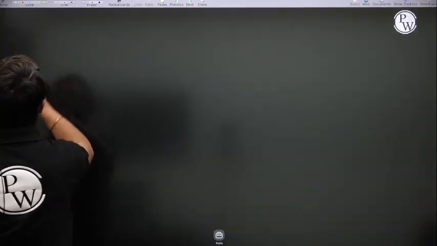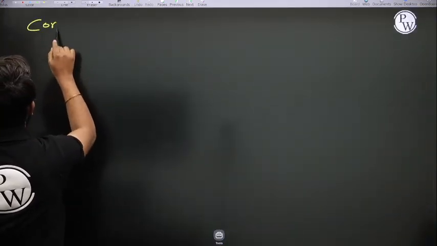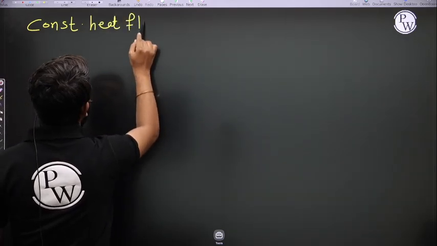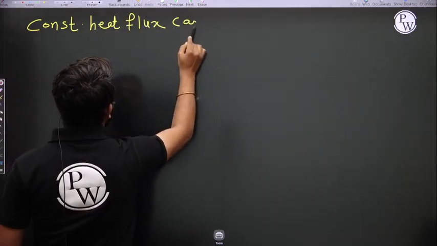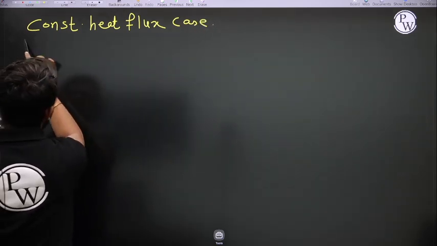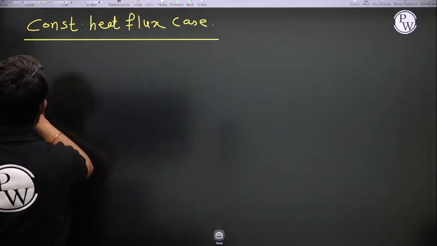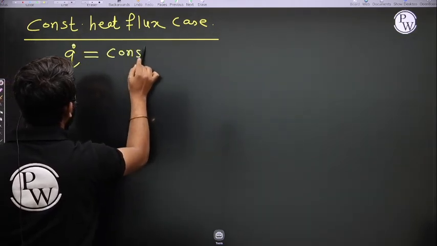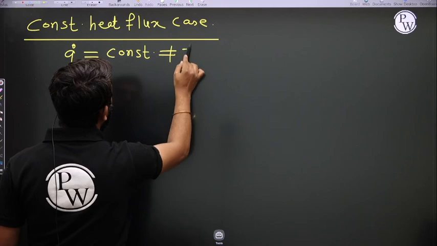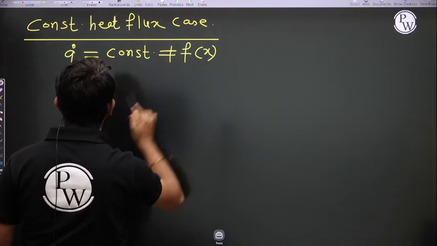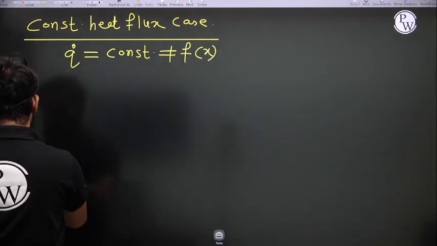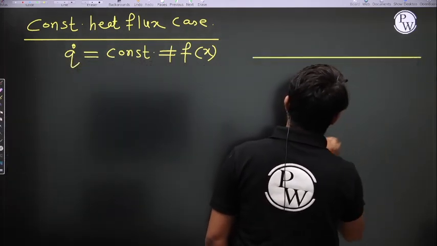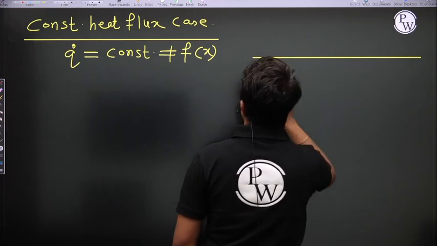Next case is the constant heat flux case. So in the case of constant heat flux, Q dot is constant, or I say this Q dot is not a function of x.